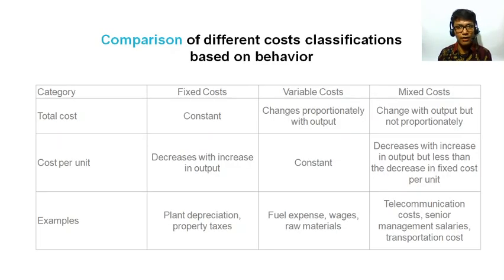All I have said before can be summarized as follows, and we can compare fixed cost, variable cost, and mixed cost here. The total cost of fixed cost will be constant while variable costs change proportionally with output, and the mixed cost will change with output but not proportionately. Cost per unit with fixed cost decreases with an increase in output, while variable cost will be constant and mixed cost decreases with an increase in output but less than the decrease in fixed cost per unit. The example of each cost is like this.